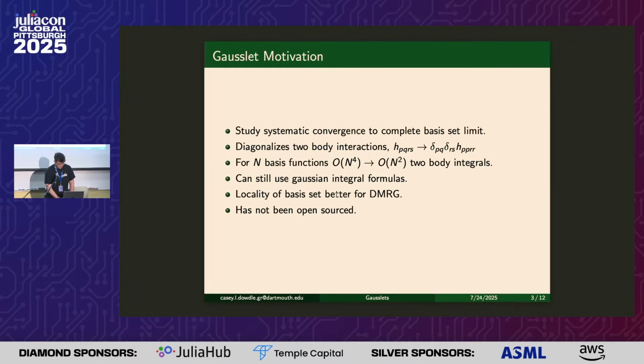Another nice property that ties into tensor network methods is that it's a much more local basis set. So this has potential applications. Stephen White has explored these a little bit, and I'm also trying to implement these in iTensor for tensor network methods like DMRG. To this point, it has not been open sourced. I partly see why, because it's so difficult to reproduce.